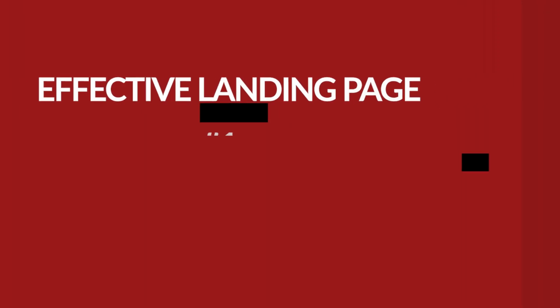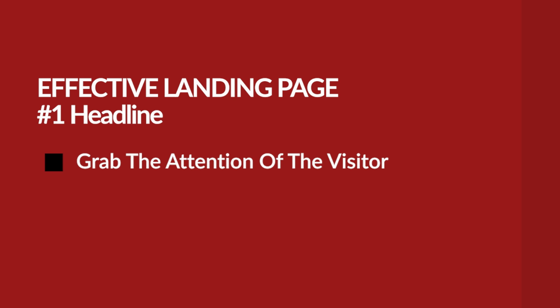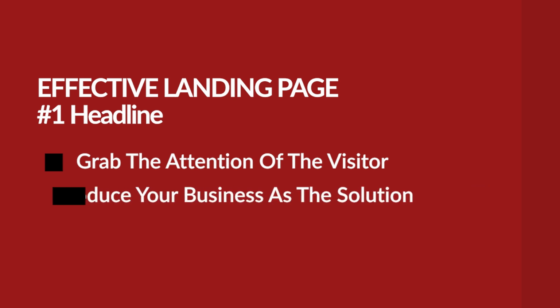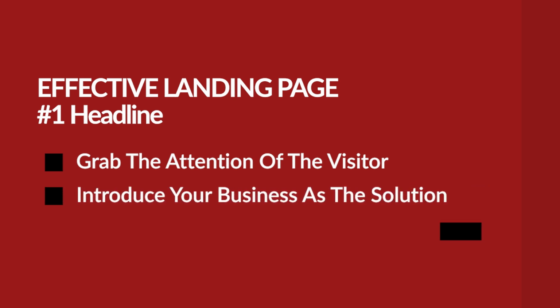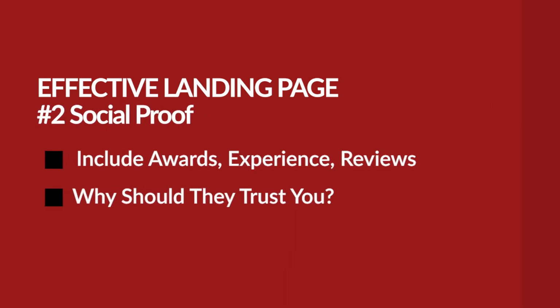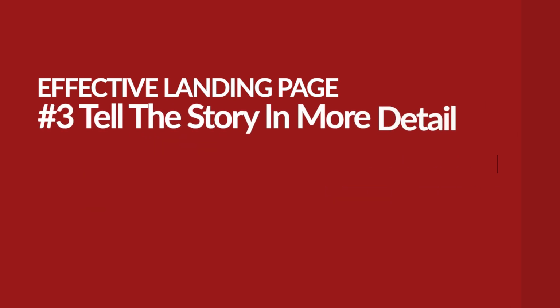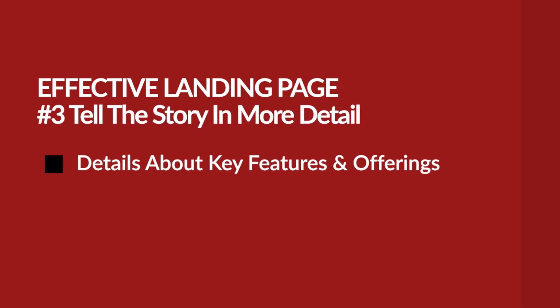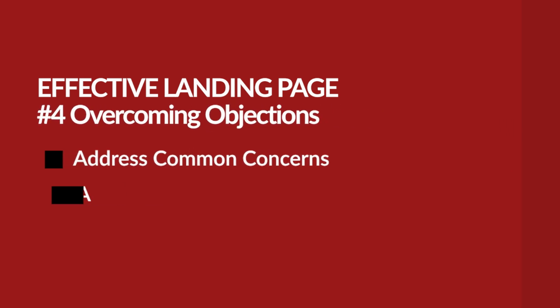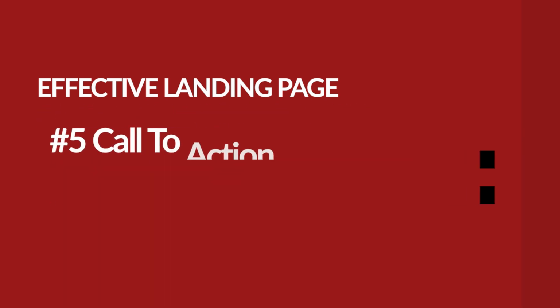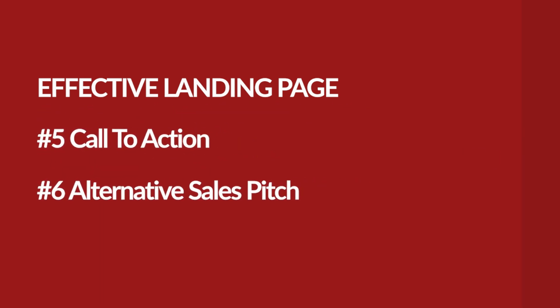Every landing page, when you first get there, you need to grab the attention of the visitor, say something about your business, tell them that they're in the right place, and show some sort of call to action. In the following section, we need to establish social proof. Basically, why should anyone trust you? The section below that, we're going to tell your business's story in more detail, basically get into more details about all of your services or the specific service that you're advertising with a specific page, then get into overcoming objections, have a call to action, and then wrap up with an alternative sales pitch.